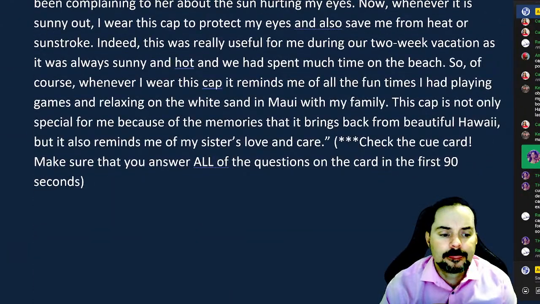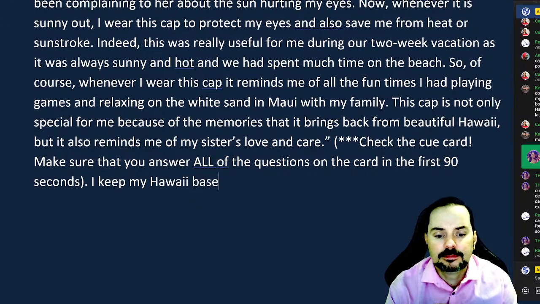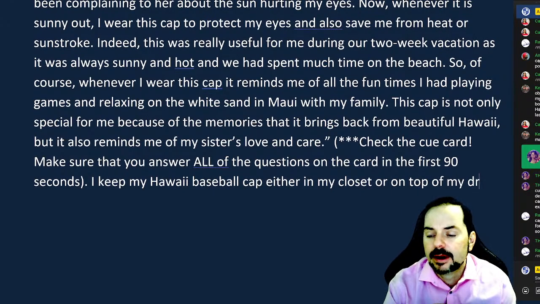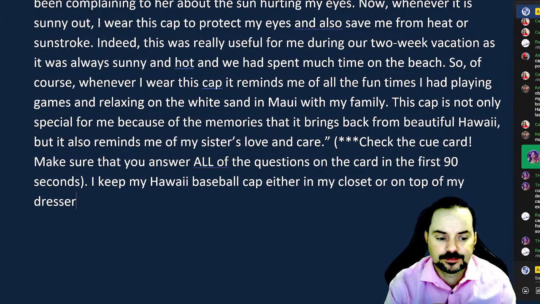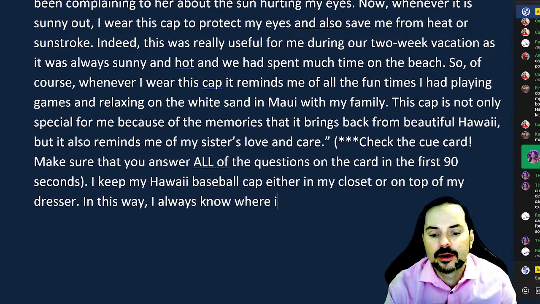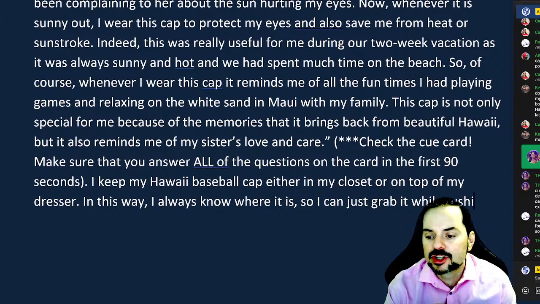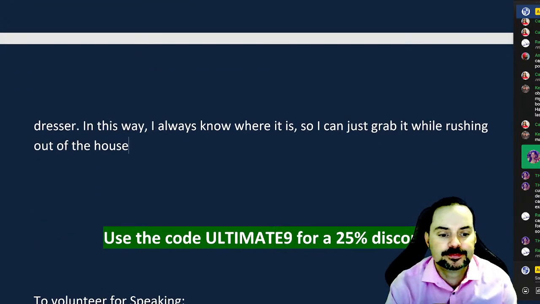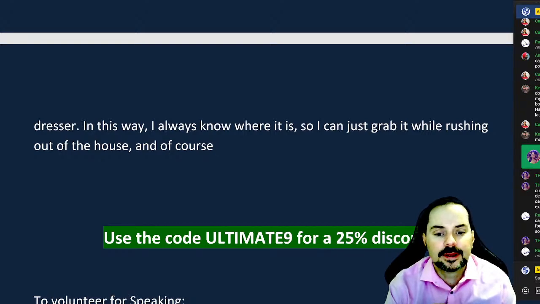So, I keep my Hawaii baseball cap either in my closet or on top of my dresser. In this way, I always know where it is. So I can just grab it while rushing out of the house. And of course, it stays in good condition.